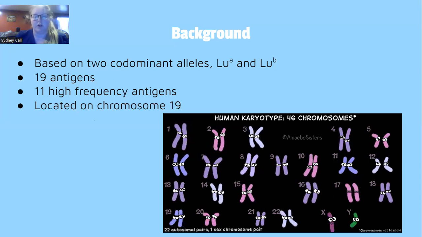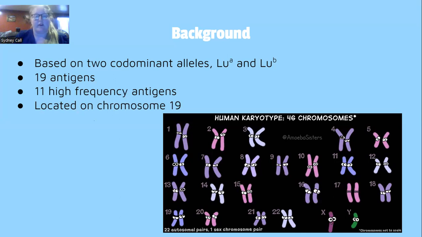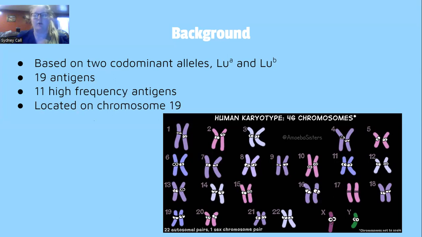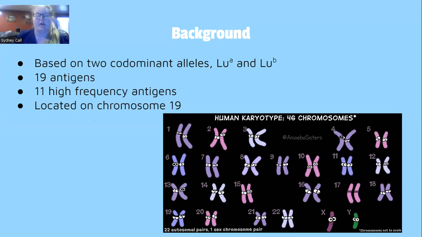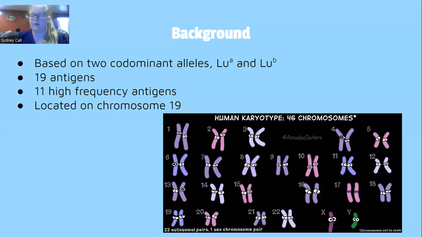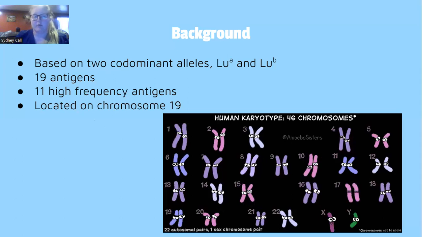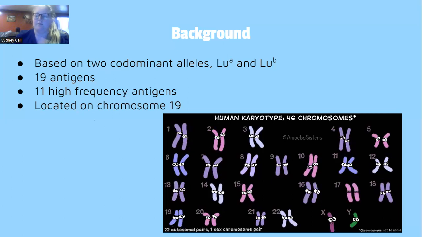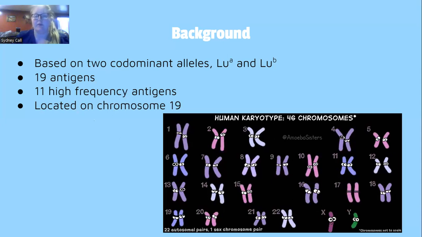On this little chromosome chart, chromosome 19 will be on the very bottom left. The whole system is based on the expression of 2 codominant alleles, LUA and LUB. There were antigens known as AUA and AUB that were thought to be an independent system, but they were eventually found to be antigens that came off of the basal cell adhesion molecule gene as well. So they were later grouped into the Lutheran system because they're on the same gene, on the same cell, so they're part of the same system.